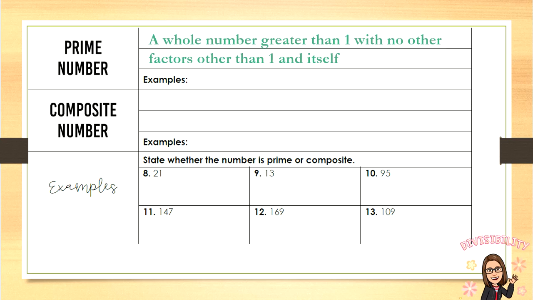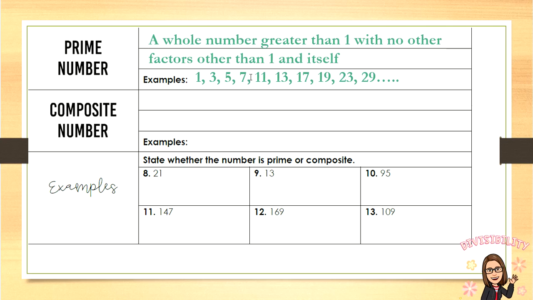A prime number is a whole number greater than 1 with no other factors than 1 and itself. So you're only going to be able to do 1 times itself. Like 3 is prime because 1 times 3 is 3. 7 is prime because 1 times 7 is 7. So here are my examples.